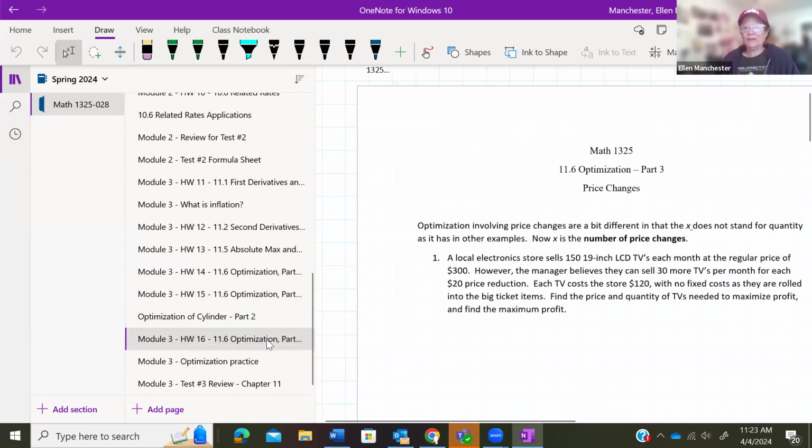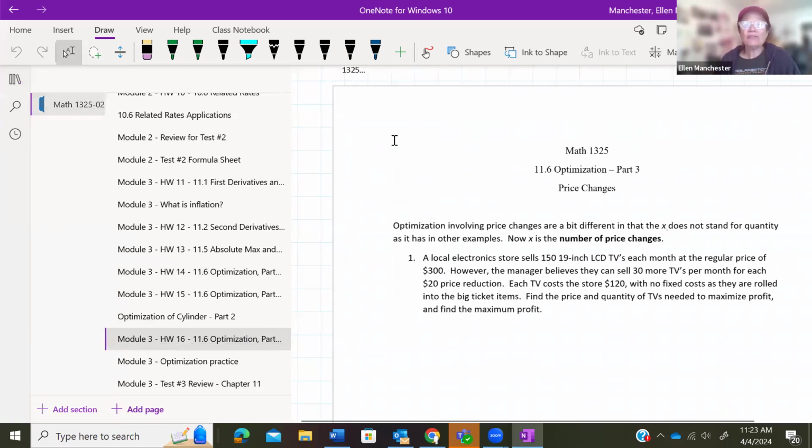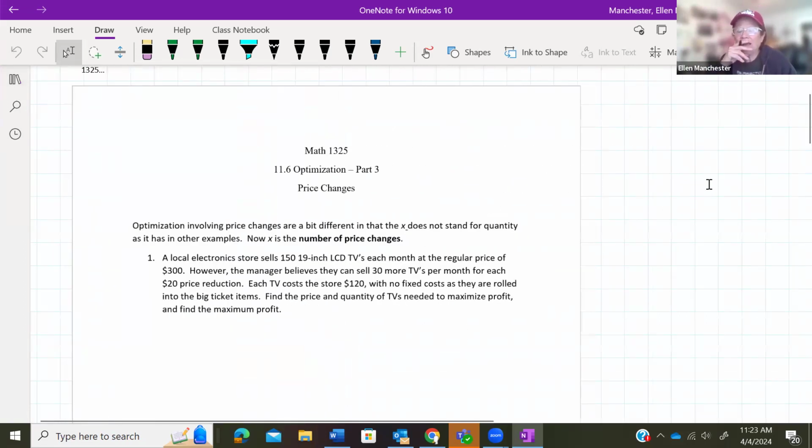All right, so let's move on. This is the very last section, part 3, and this one is called price changes.